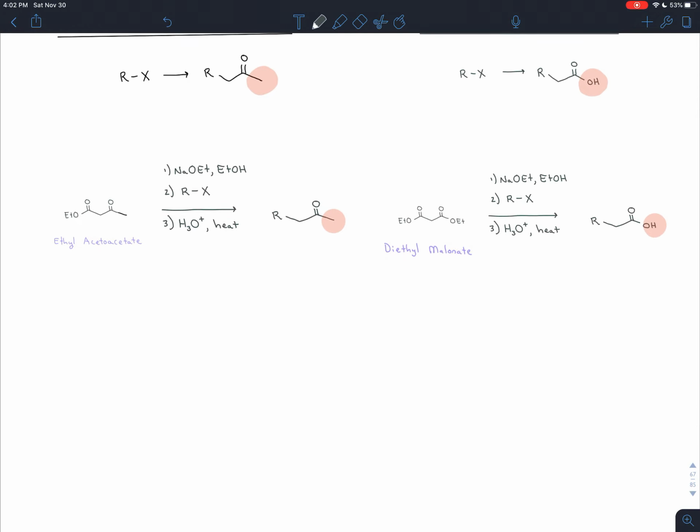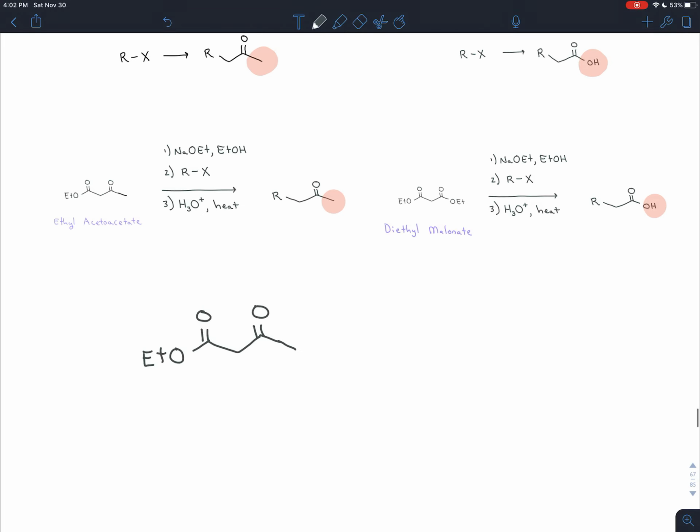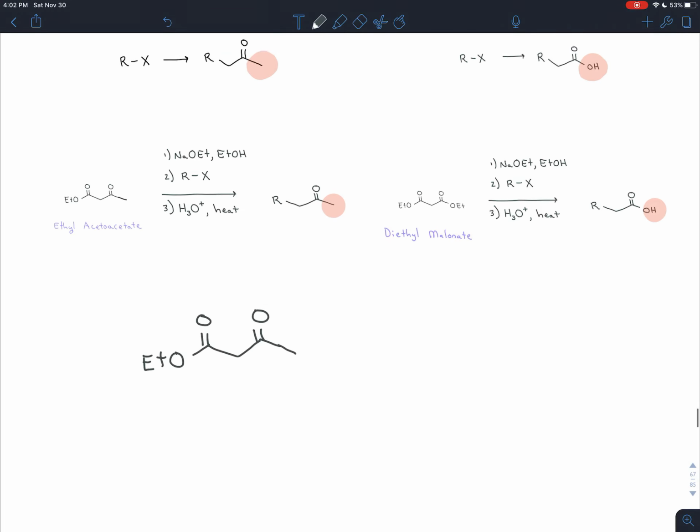So the first thing you start with, we're going to start with ethyl acetoacetate. So we still have the OEt. We still have those three carbons, but instead of an OEt on the other end, we just have a methyl group. And we have the carbonyls three carbons away from each other. So one carbon is 1 and 3 to each other.